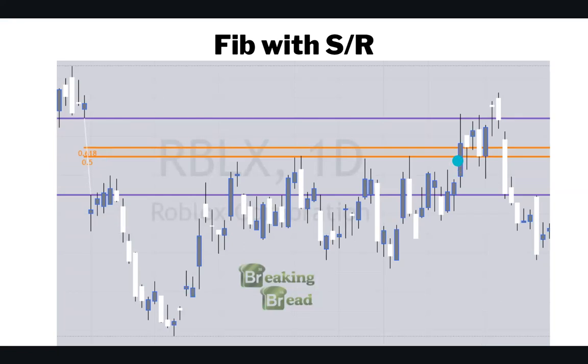What do I mean by that? Price breaking through, and this is no longer a level of resistance. It's going to act as a level of support. So until price says otherwise, you treat your fib levels as a level of support and resistance, depending on which way you're playing.